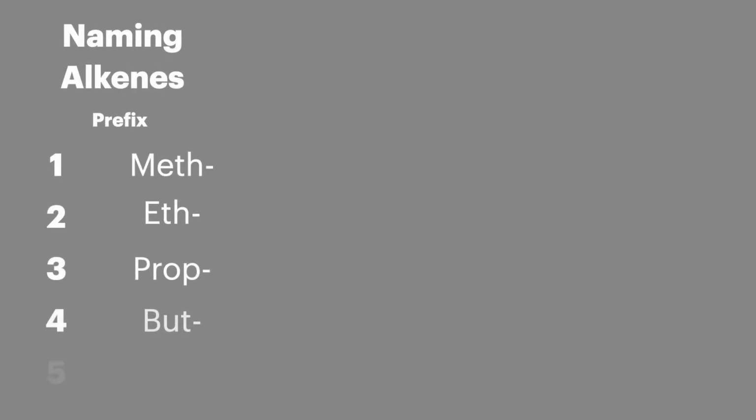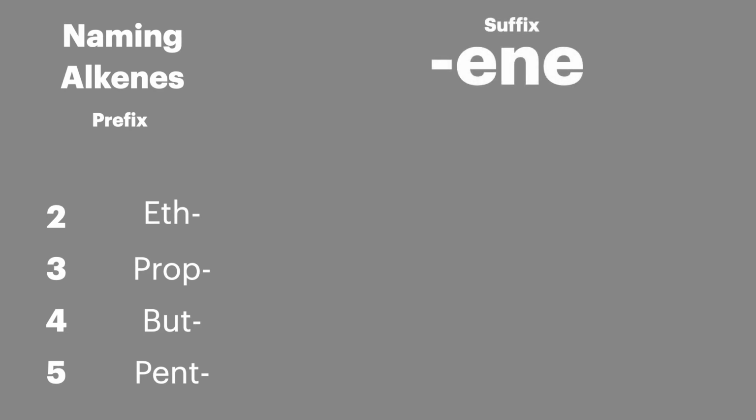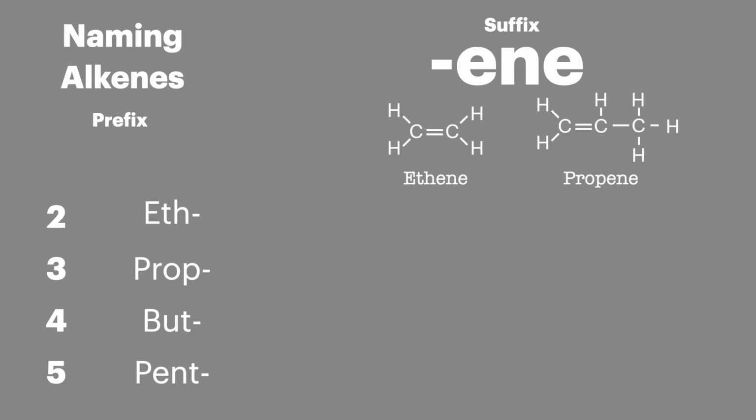When it comes to naming alkenes, we use the usual prefix for naming carbon chains. However, we can ignore meth because it only has one carbon, so it can't form a double bond. That leads us to the suffix, the bit at the end, and it's ene. Now, for symmetrical alkenes like ethene and propene, this is as far as we need to go.